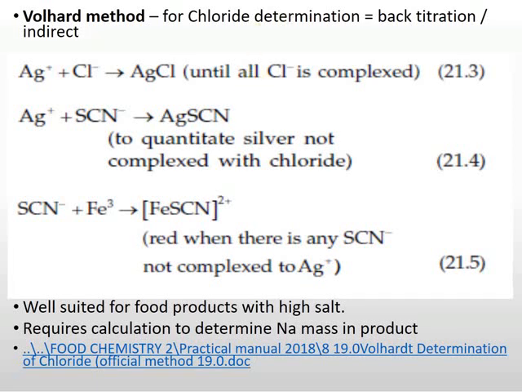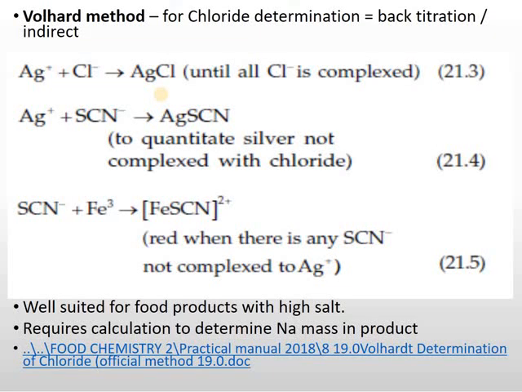So from there, when all the chloride ions have been complexed, the excess silver that did not complex with the chloride then reacts with the potassium thiocyanate to form silver thiocyanate. And then this is used to quantify the silver that was not complexed with the chloride. So the silver that did not react with the chloride, the excess, then reacts with the what? With the potassium thiocyanate, forming silver thiocyanate.